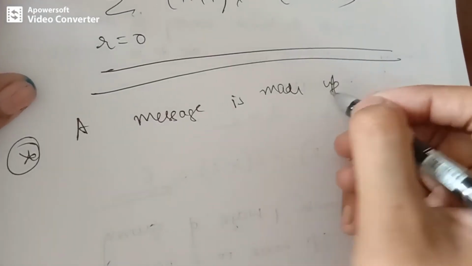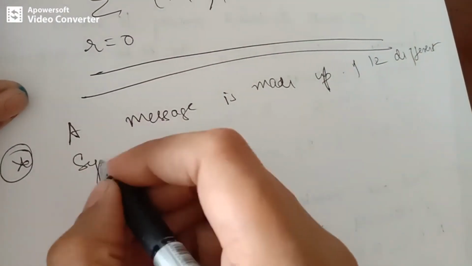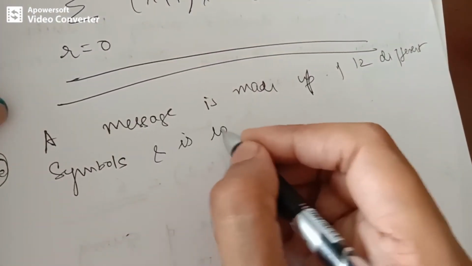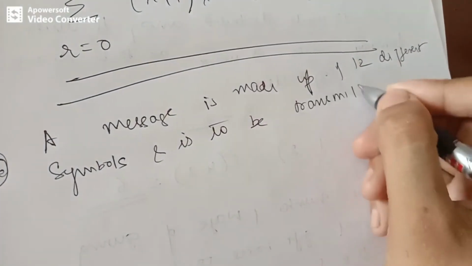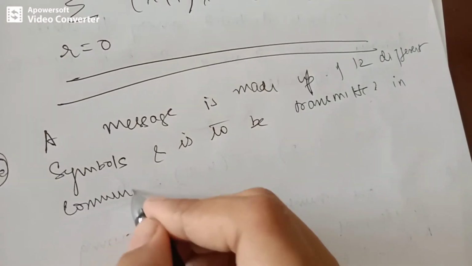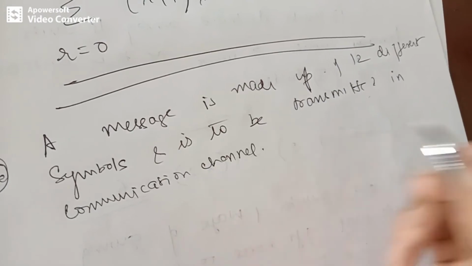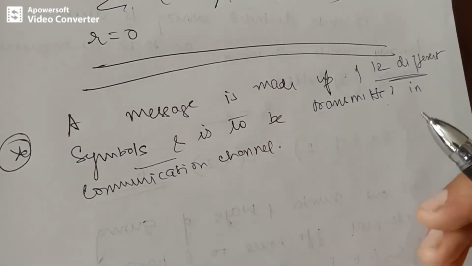made up of 12 different symbols. Very interesting. Let's say a message is made up of 12 different symbols and is to be transmitted in a communication channel. So 12 different symbols are to be transmitted in a communication channel.